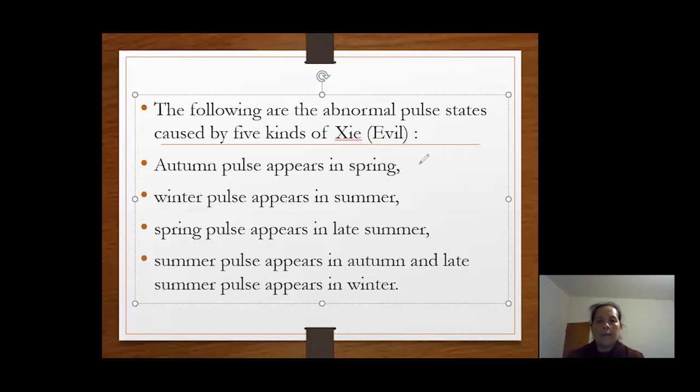Now we're talking about some abnormal condition here. Autumn pulse appears in the spring. So we're still talking about 5 elements relationship here. So autumn relationship with the metal. We need pretty clear 5 elements relationship with the season and the organs. Spring relationship with the wood.